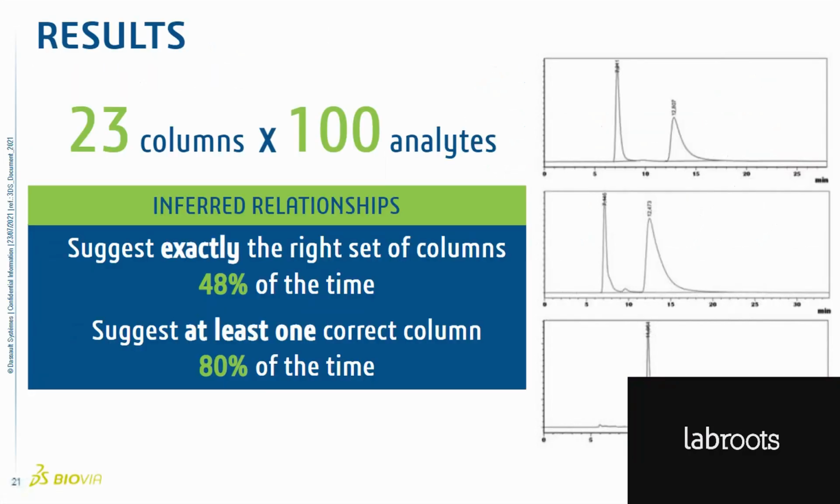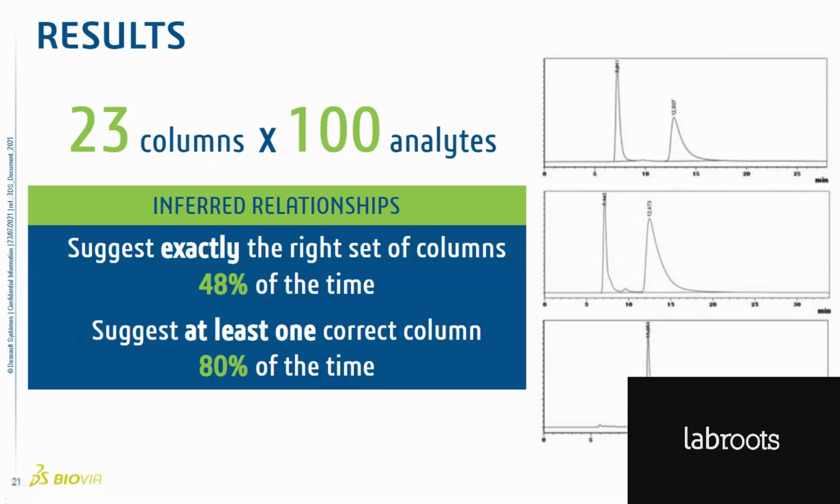So what were the results of this proof of concept? Well, we had a database of 23 chiral HPLC columns and 111 analytes. And our proof of concept was able to infer the correct relationships by suggesting exactly the right set of columns 48% of the time. Well, you might say that's not really interesting at all. I guess if I were guessing, I might be able to do better than that. But we're not talking about a binary choice of column A or column B. What we're talking about here is actually selecting a set of 5 columns where all of the columns can be used to separate that compound in question.